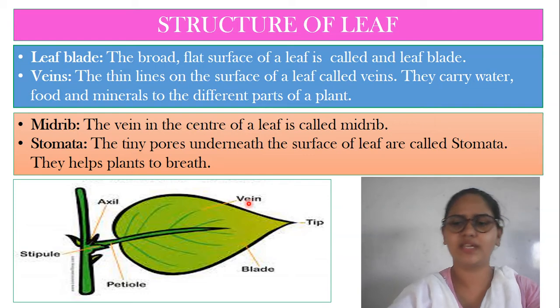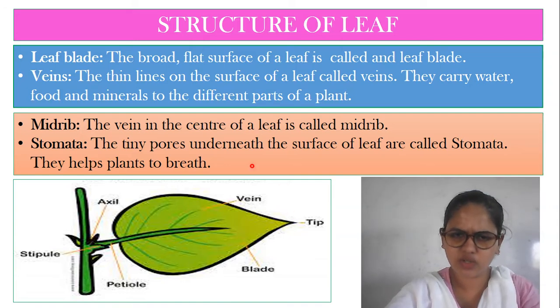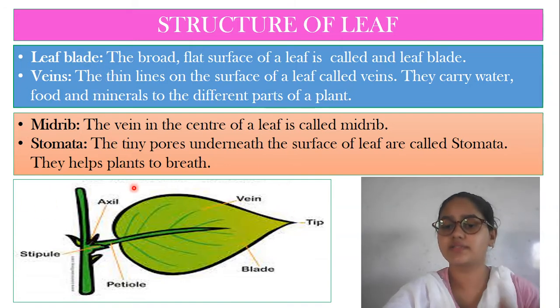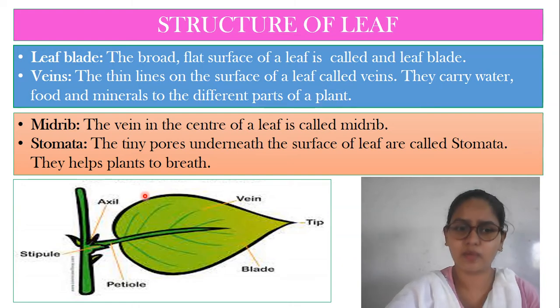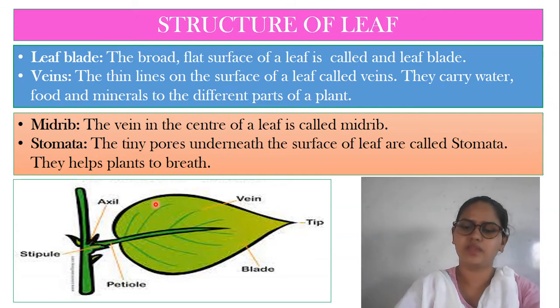Now we have learned about the structure of a leaf, right? Leaf blade, veins, midrib, stomata. So all the structure is given to us. Now which one is known as leaf blade? Which one is known as veins, midrib, stomata? We have to learn all this structure, which is known as midrib, which is known as stomata, right? So let's do the other one.